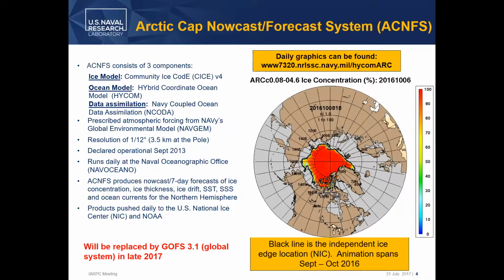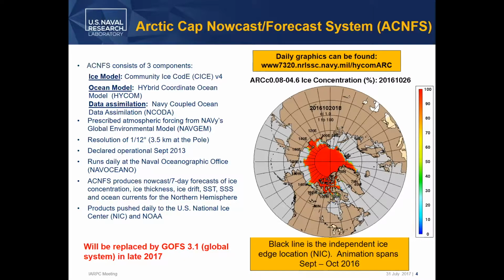So the Arctic Cap produces a nowcast and a 7-day forecast of ice concentration, ice thickness, ice drift, and the like. And it provides ocean currents for the Northern Hemisphere. The products are pushed daily to the U.S. National Ice Center as well as NOAA. What you're looking at on the right, if you don't have the PDF online, is just an animation of 30 days, September, October of 2016. You're looking at ice concentration. And the black line that you will see is from the NIC's Independent Ice Edge, and that's what we use for our verification of the ice edge.